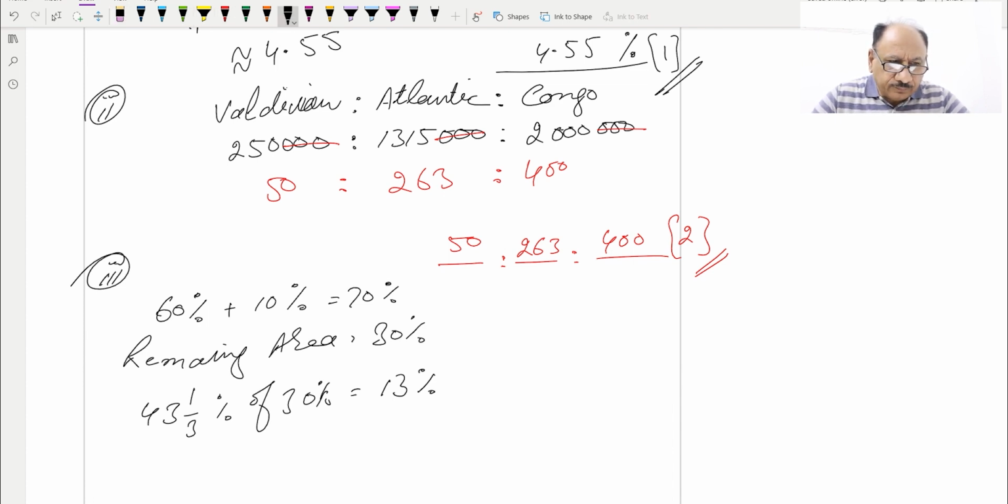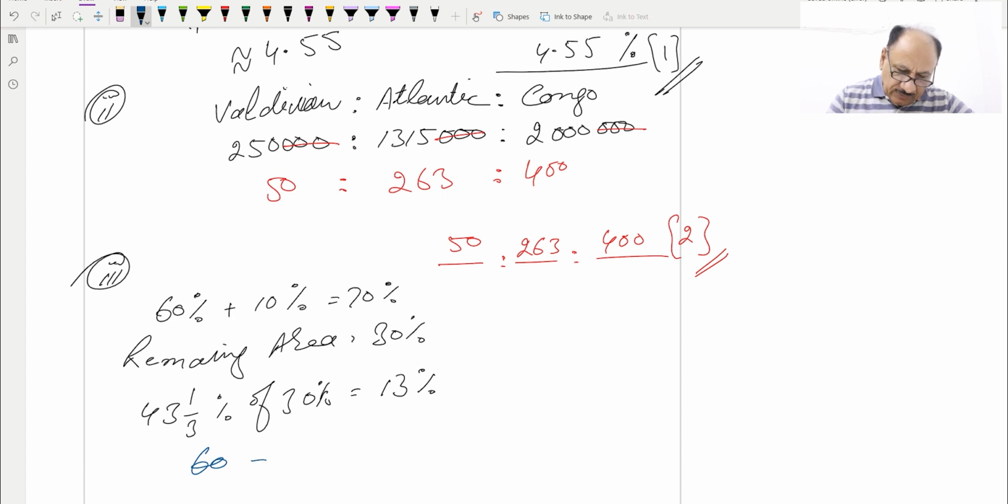Now this will be 13%. They are saying Amazon rainforest has 60%. Okay, so we'll have to add now. Add the three numbers. Which three numbers will we be adding? This will be 60%. 60 plus 10.